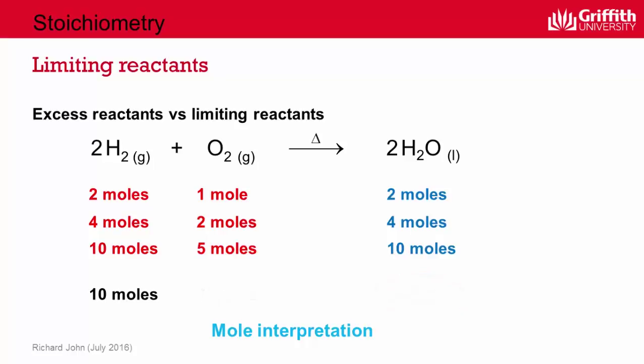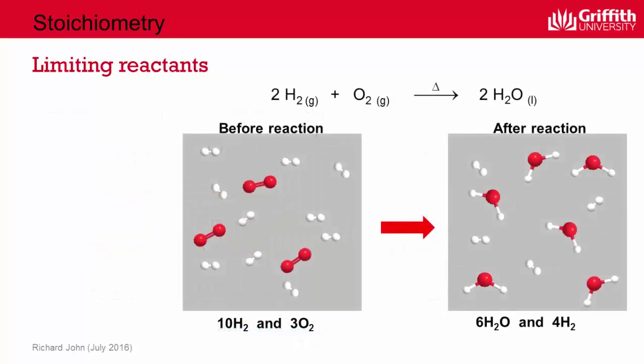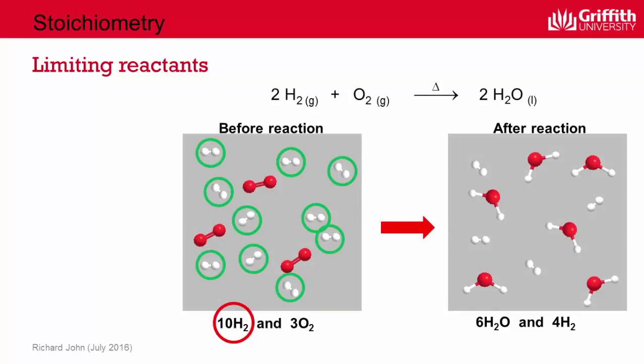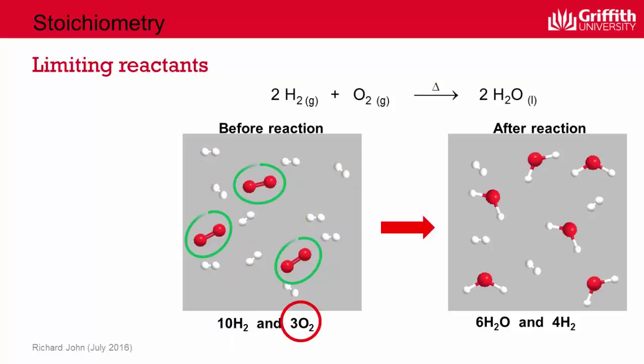Let's change the scenario slightly. What if we started with 10 moles of hydrogen again, but this time we only had 3 moles of oxygen? How many moles of water would be produced? Well, we can represent that scenario again. Here's our 10 moles of hydrogen being represented by these 10 hydrogen molecules. Here's our 3 moles of oxygen being represented by these 3 molecules of oxygen.